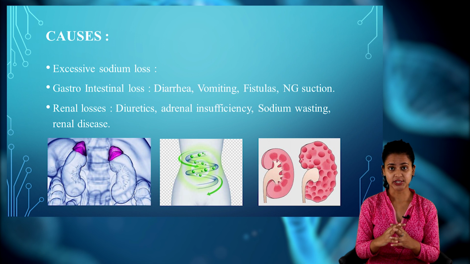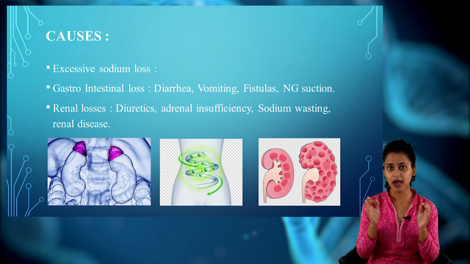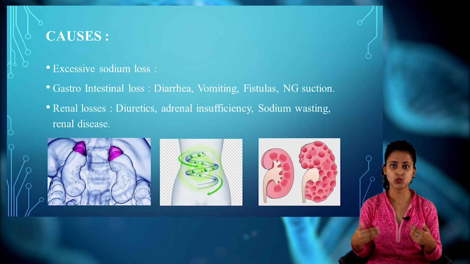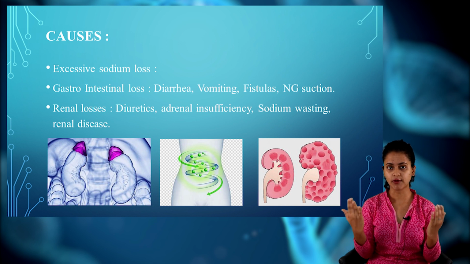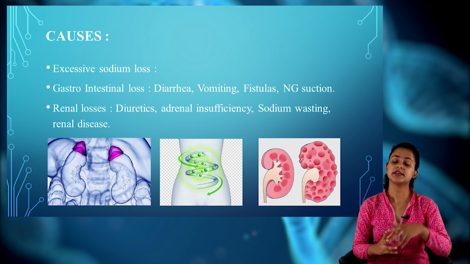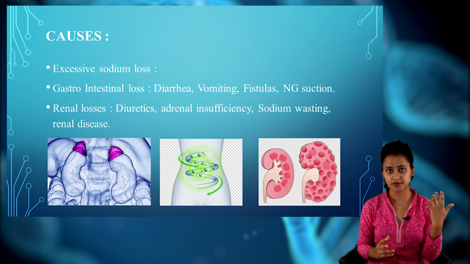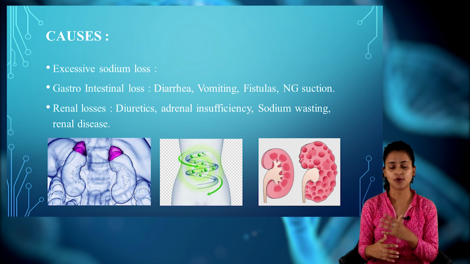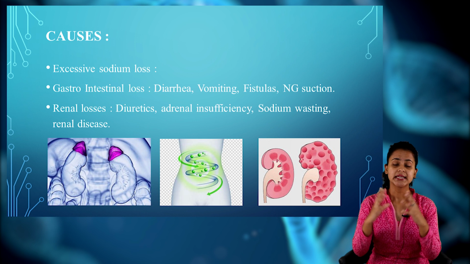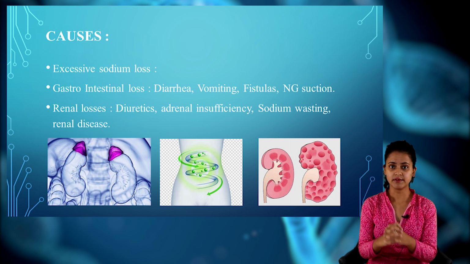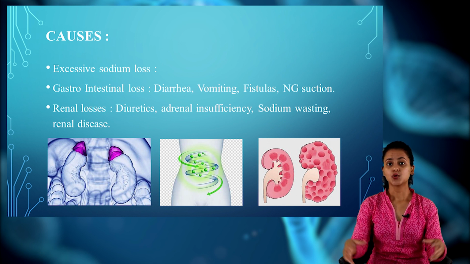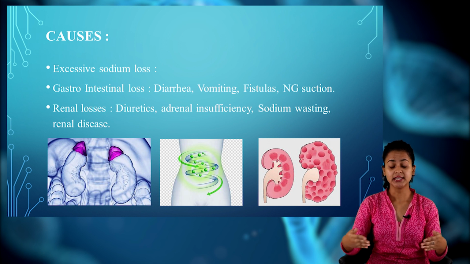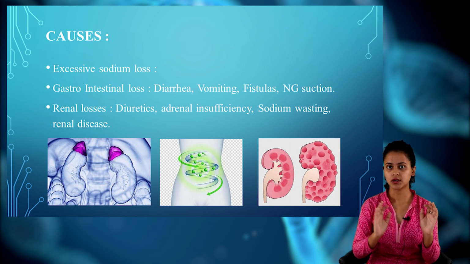Renal losses or renal conditions which are often related to the development of hyponatremia include the usage of diuretics. Adrenal insufficiency also sometimes causes the development of hyponatremia. Sodium wasting, even certain renal diseases like chronic kidney failure, or certain diseases affecting the absorption and reabsorption of sodium in the body, can cause a client to develop hyponatremia. Through the skin also, sodium can be lost from a patient's body, which ultimately increases the chances of the development of hyponatremia.